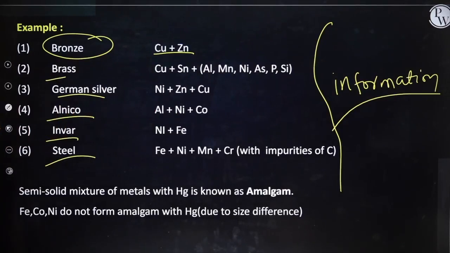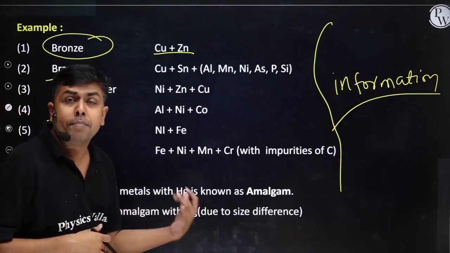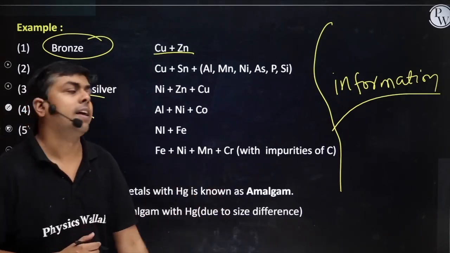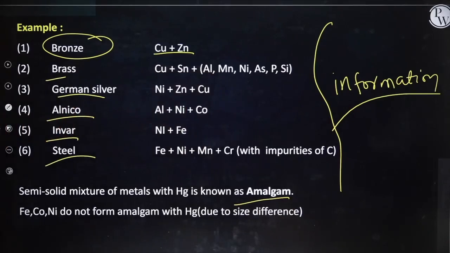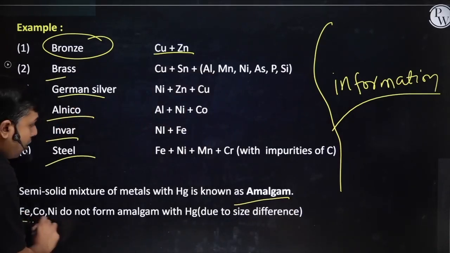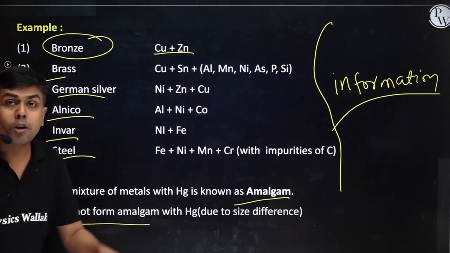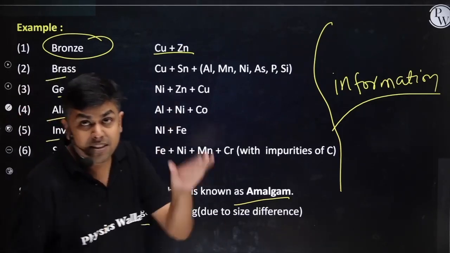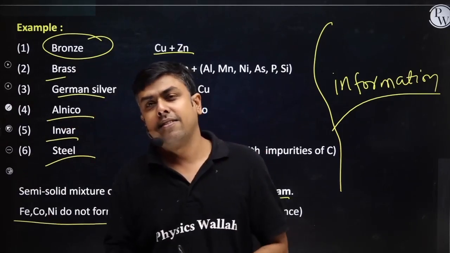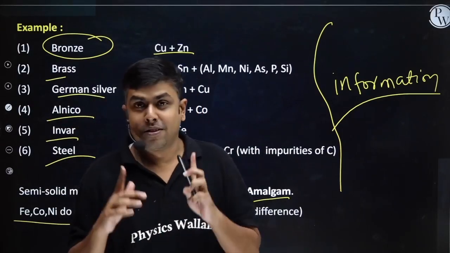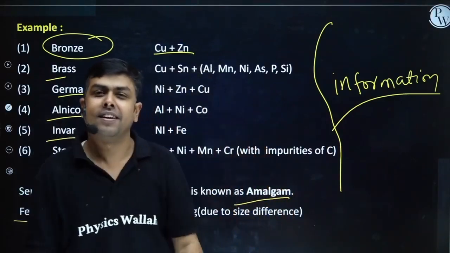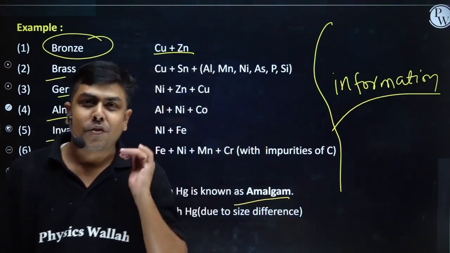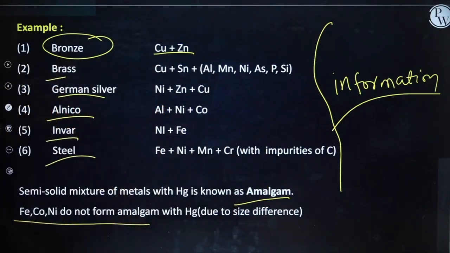Am I clear, students? If I talk about an alloy of a metal, if a metal forms an alloy with mercury, it is referred to as an amalgam. We have studied about that also. Fe, Co and Ni do not form amalgam with Hg because of size difference. If size difference is high, in that case an alloy cannot be formed because size difference should not be greater than 15%. Am I clear, students? So shall we move ahead? Let's move ahead.